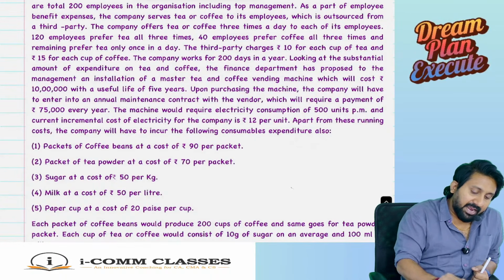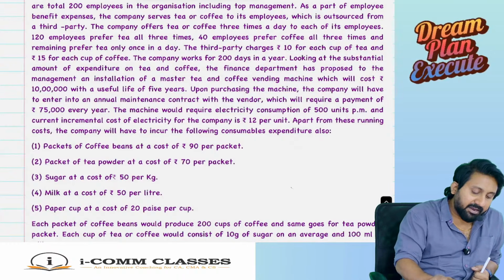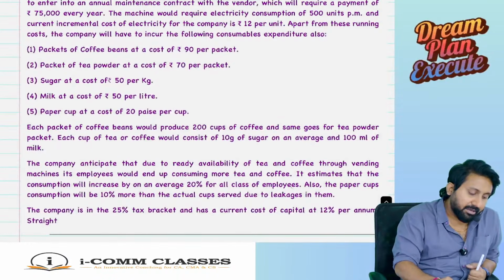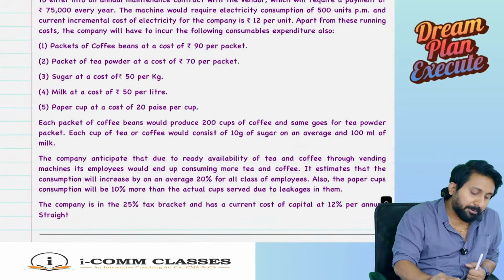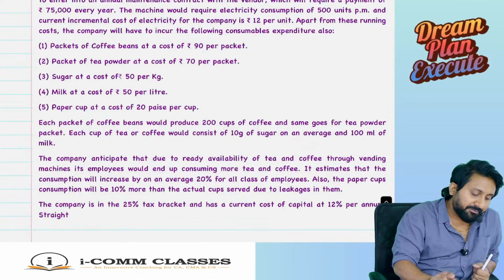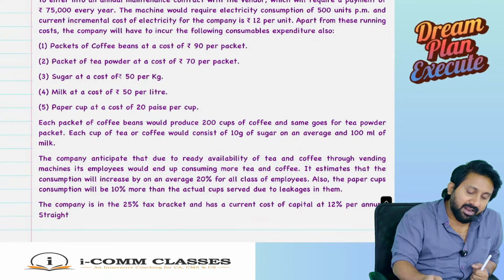The machine would require electricity consumption of 500 units per month, and the current incremental cost of electricity for the company is 12 per unit. Apart from these running costs, the company will have to incur the following consumables expenditure. Packets of coffee beans at a cost of rupees 90 per packet, packet of tea powder at a cost of 70 per packet, sugar 50 per kg, milk 50 per liter, paper cup 20 paisa per cup. Each packet of coffee beans will produce 200 cups of coffee, and the same goes for the tea powder packet.